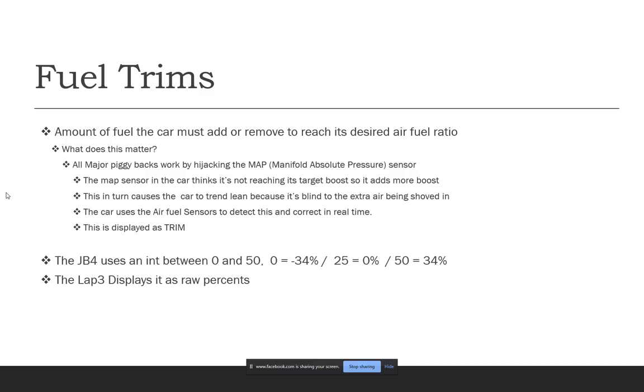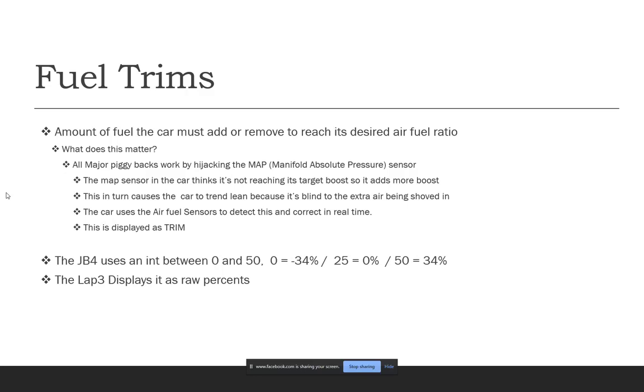And when you adjust it, you're lying to the car and telling the car, okay, you're really at this, but you're not. And the reason this works is because the air fuel sensor thinks it's still at the target 11.2, and in reality, it's at like a 12.2 because the JB4 or Lap 3 has intercepted the voltage or added voltage to the wire to change what it's targeting.